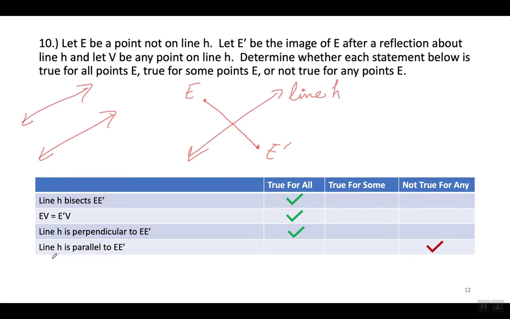Así que el último está mal porque es imposible para la línea H que esté paralelo al segmento E'. Es imposible. Paralelos son líneas así, que siempre se mantienen a la misma distancia de una línea a la otra.